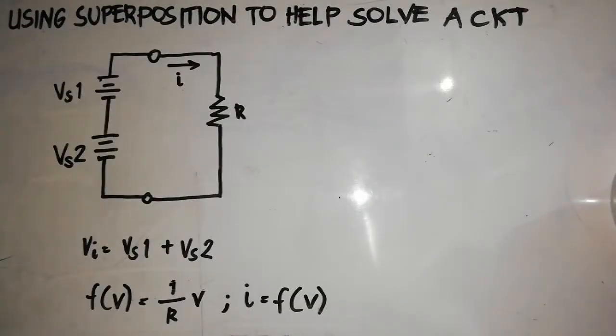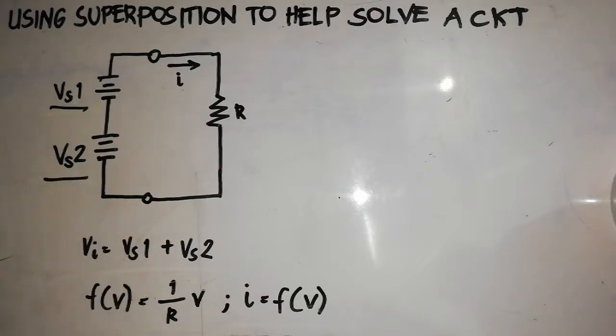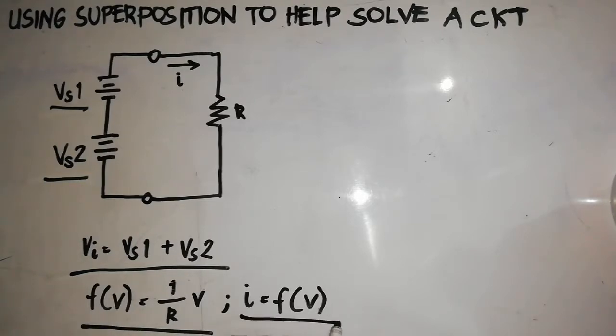Let's say that the input to our function is two voltages in series. The input to our function is two batteries in series where V sub I is equal to V sub S1 plus V sub S2. The function of V is equal to 1 over R multiplied by V. As you can see, the output of the function hasn't changed.